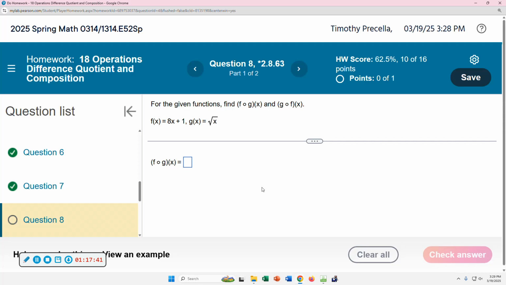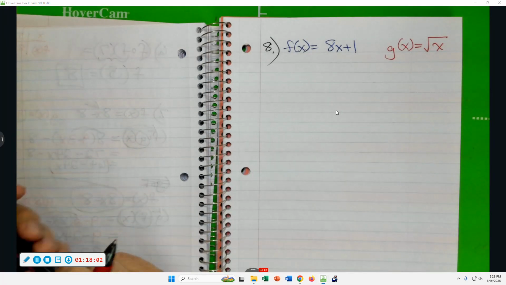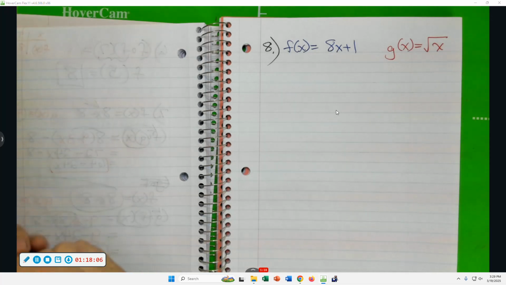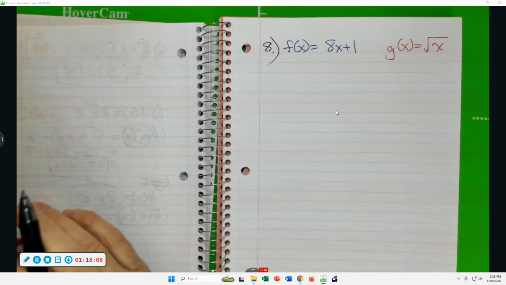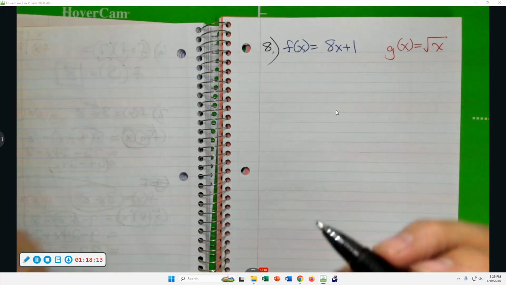F of x equals 8x plus 1, and g of x is equal to the square root of x. We're asked to find f composed with g of x and then g composed with f of x. Let's find both of them and then we'll type in the answer.